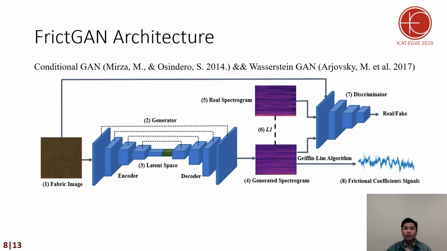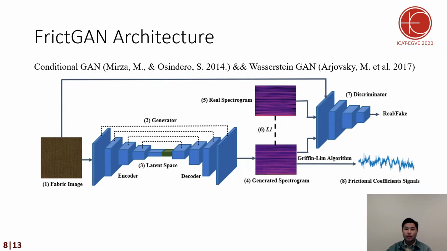composed by the encoder and decoder. The generator is a U-Net-based structure with skip connections between the encoder and decoder layers. We add a 15-dimensional random noise vector, which is the green part in the latent space, to increase the variance for the generator training. We combined the input RGB fabric images and the spectrogram data for the discriminator.